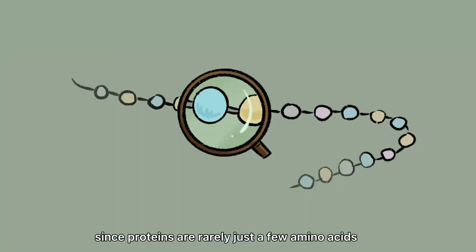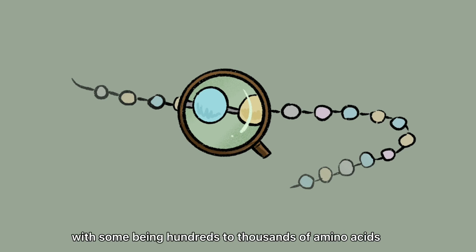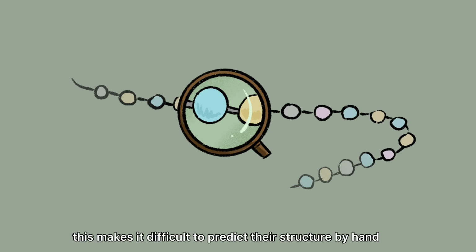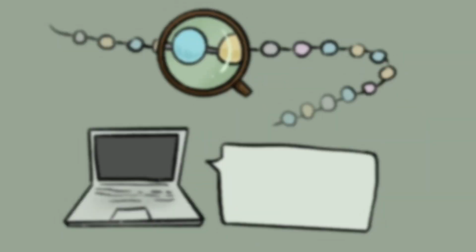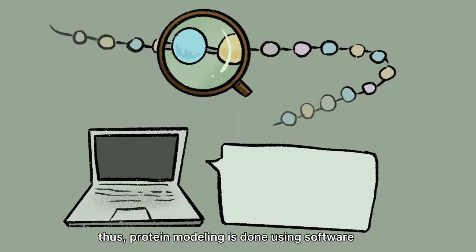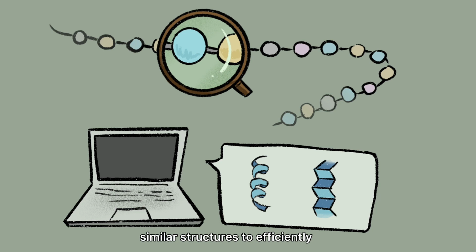Since proteins are rarely just a few amino acids, and some have hundreds to thousands of amino acids, this makes it difficult to predict their structure by hand. Thus, protein modeling is done using software that uses known similar structures to efficiently predict what a protein looks like.